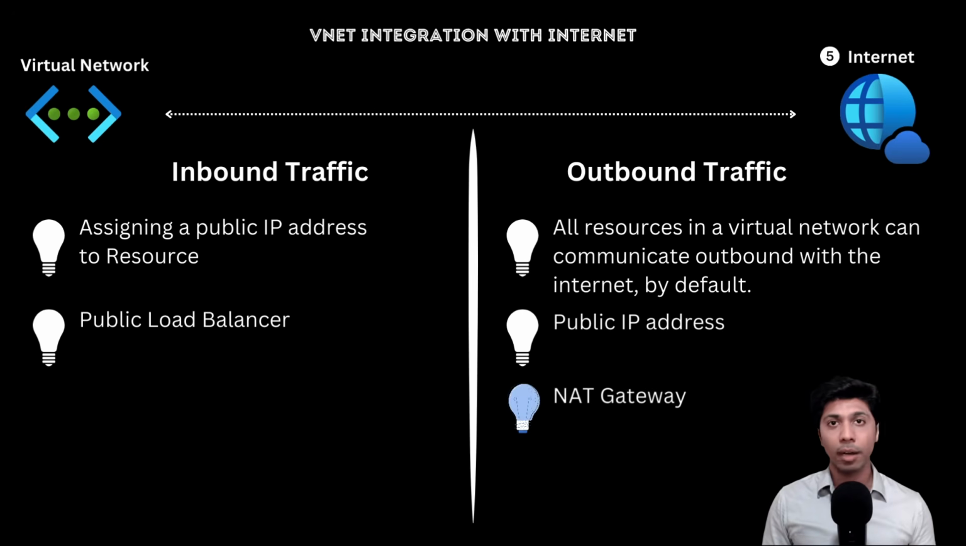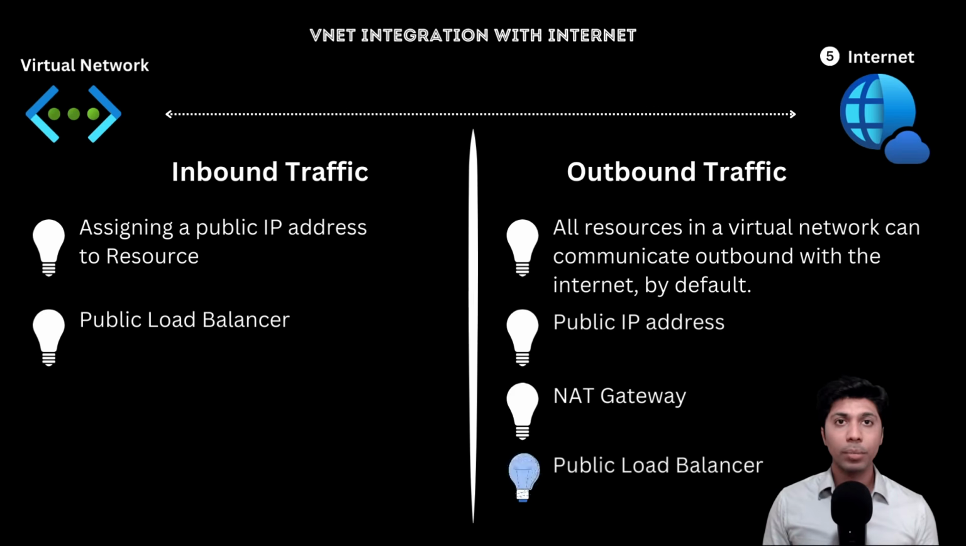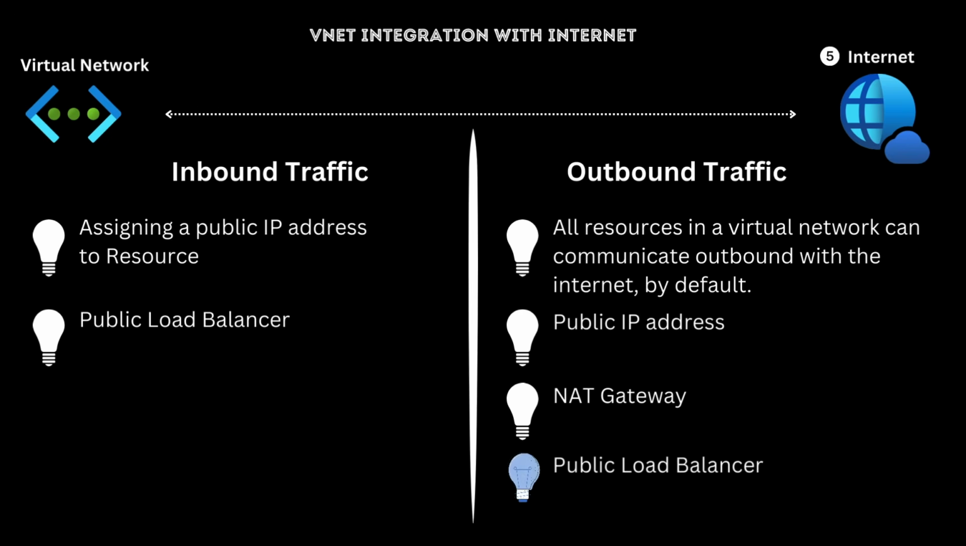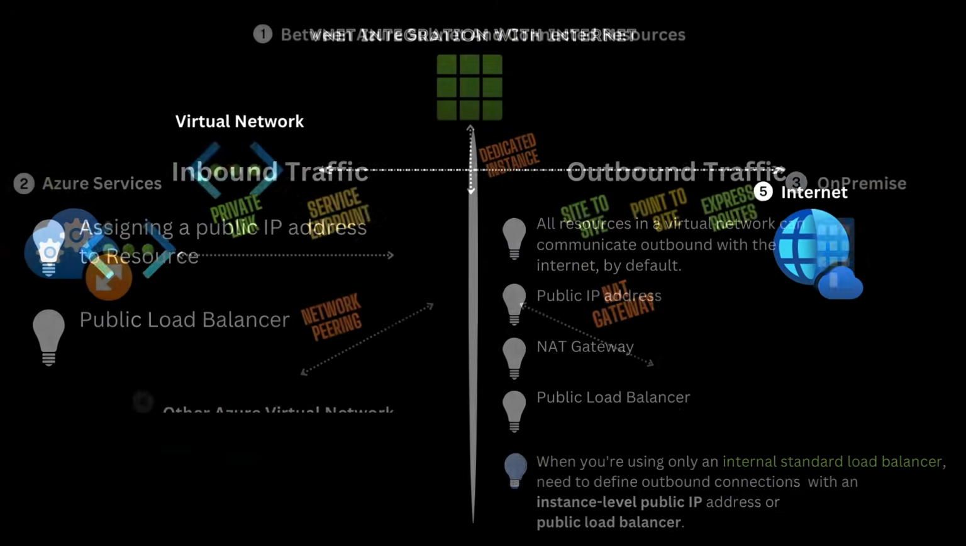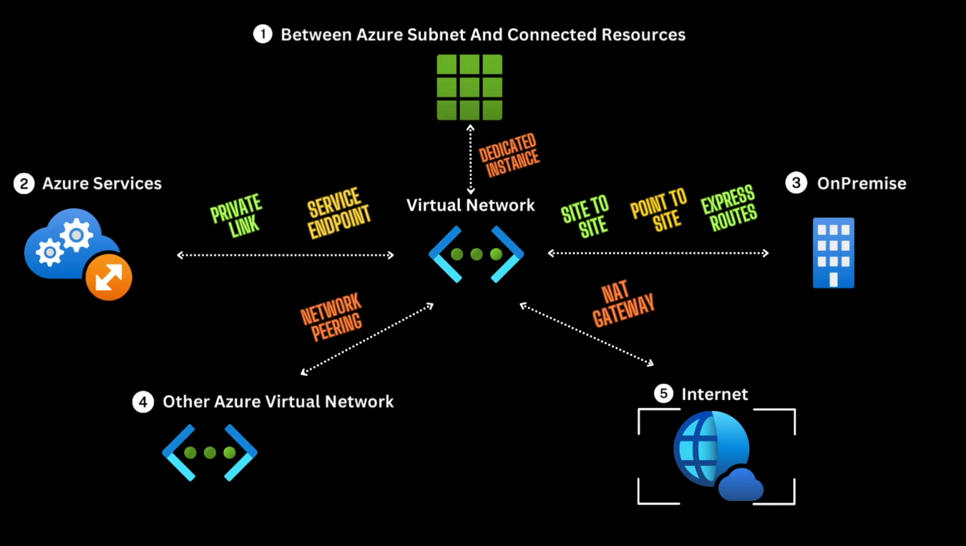Next option for the outbound internet connection is a public load balancer. A public load balancer can provide outbound connections for virtual machines inside your virtual network. These connections are accomplished by translating their private IP addresses to public IP addresses. If you have only an internal standard load balancer, you need to define outbound connection with an instance level public IP address or a public load balancer. I believe now you understand different ways of communication and ways to do it with Azure Network.